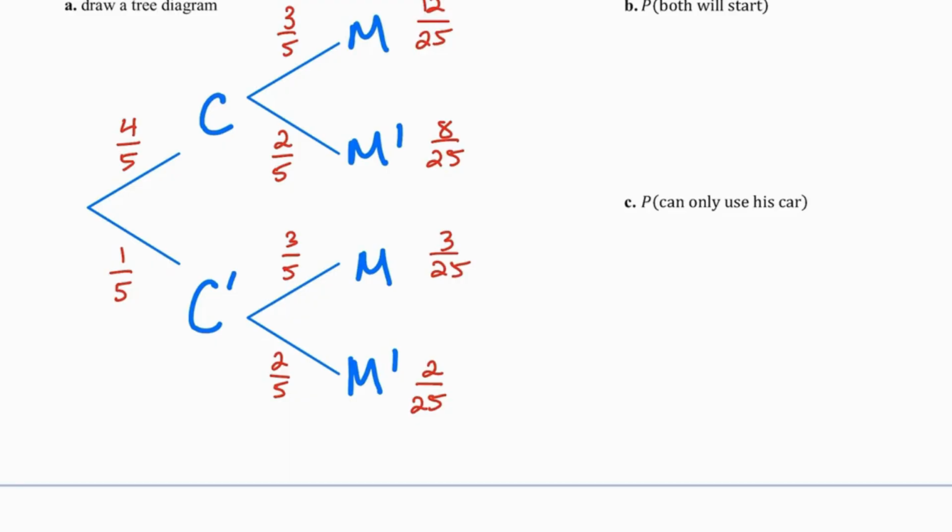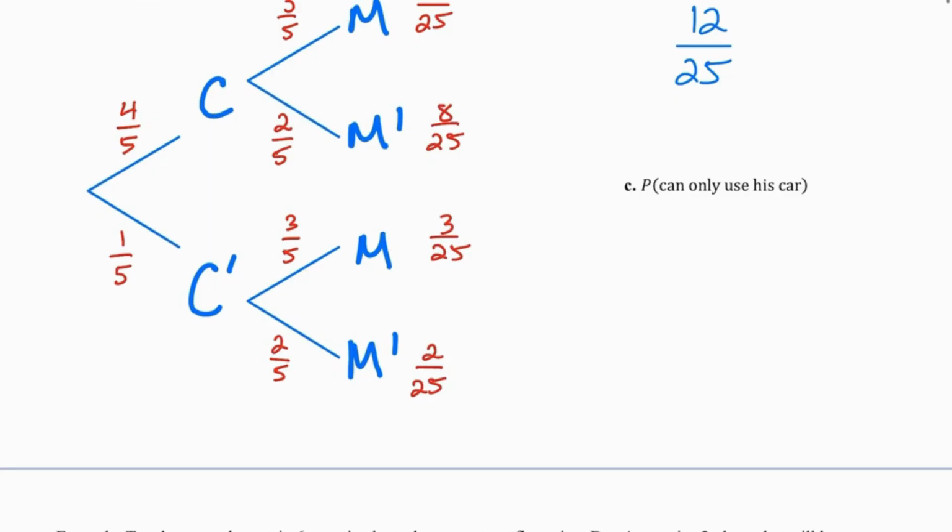But there are multiple events that can happen. There are 4 different ways that the car and the motorbike can work. So if I ask you what's the probability that they both will start, well, you go to the branch where you have C and M, and you get 12/25. That's the answer.